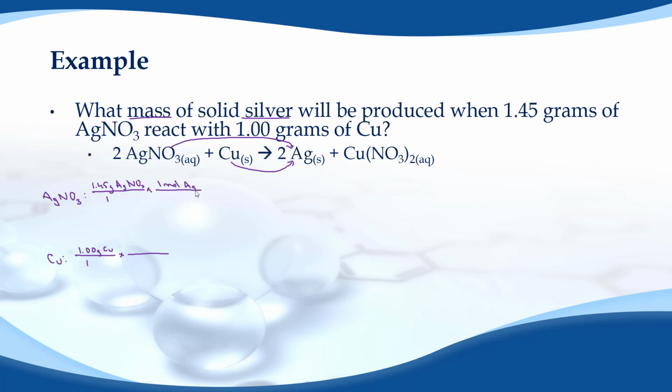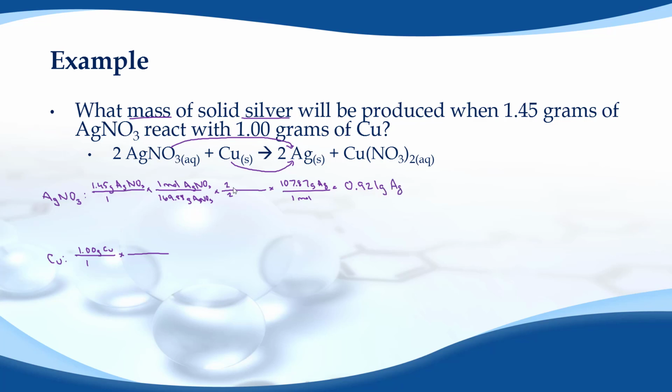Okay, so for our silver nitrate conversion, 1.45 grams of silver nitrate, turn it to moles, so we divide it by its molar mass, which is 169.88. The ratio is 2 over 2. And then we have to convert that into grams of silver, so times its molar mass, which is 107.87. And that gives us 0.921 grams of silver if all of the silver nitrate reacted.